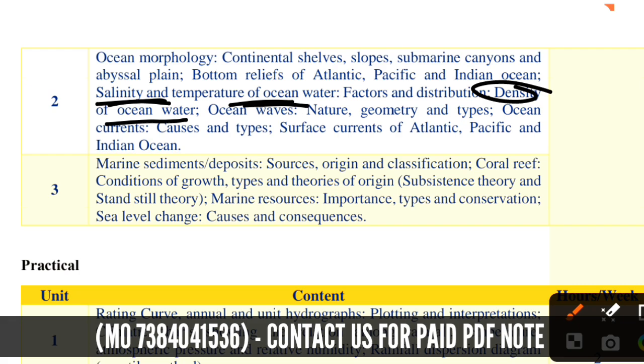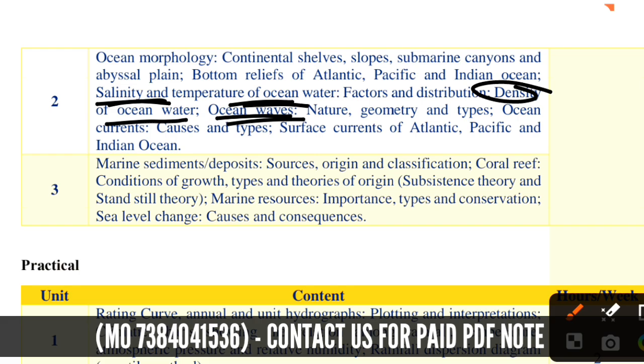So here you have to understand the basic idea of density and the factors that control the density of ocean water. After that comes ocean waves.